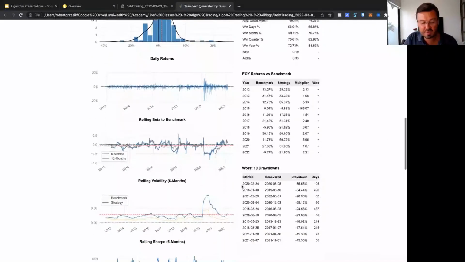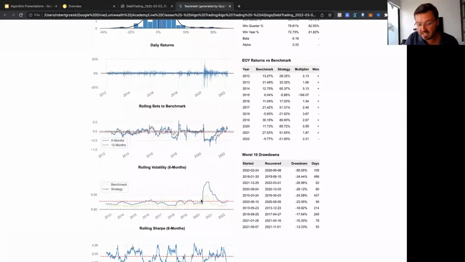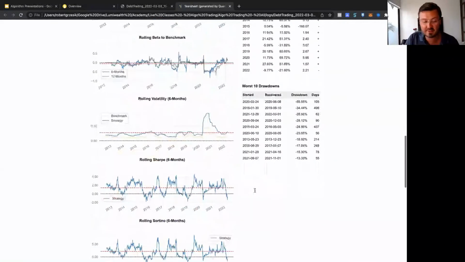And here you have a bunch of other things. You can look at our volatility. Yes, we are riskier, right? But not that crazy, right? We're still pretty much in line, and honestly, the returns that we make really make up for that risk, right?